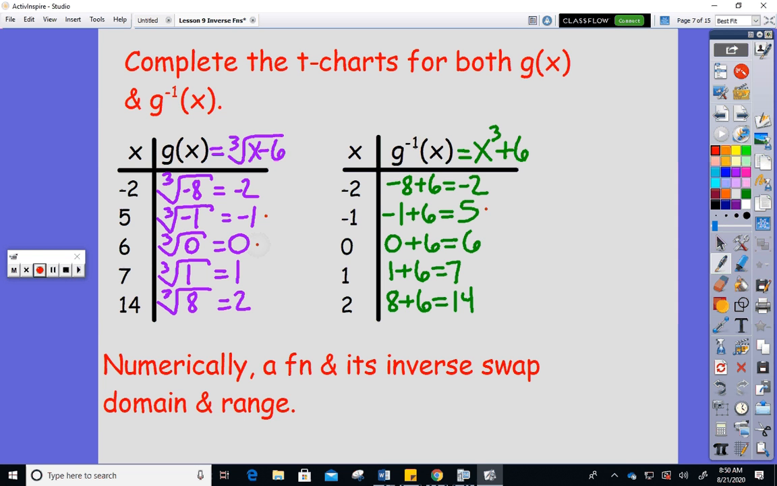Purple I have 6, 0. Green I have 0, 6. Purple I have 7, 1. Green I have 1, 7. Purple has 14, 2. Green has 2, 14.